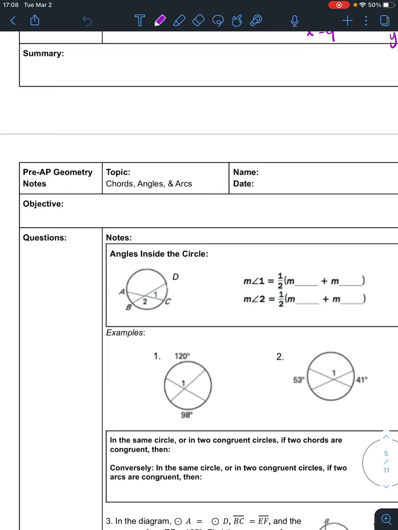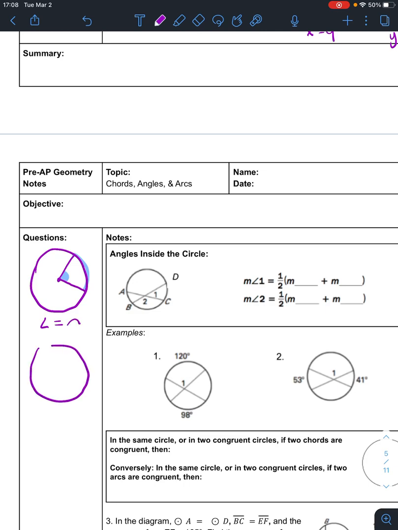Let's review real quick what we have gone over with circles. So we talked about central angles. When the vertex of the angle is in the center of the circle, this angle right here is equal to the intercepted arc. The angle is equal to the arc.